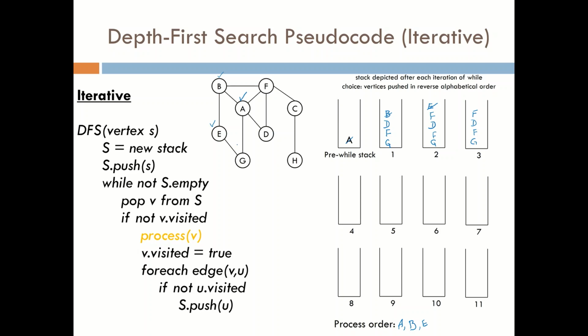And now everything that is connected to E that has not been visited, we will now push onto the stack. And you see that E is only connected to B, which has been visited, but it is also connected to G, which has not been visited. So we push G onto the stack again. So there are two instances of G on the stack, one here and one here. And at this point, we're done with this iteration.